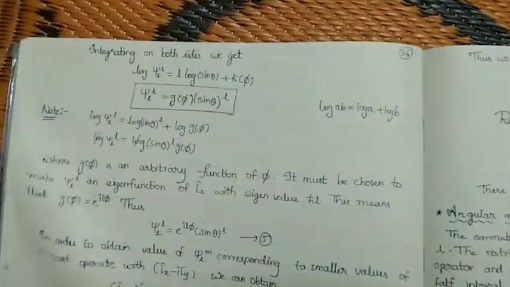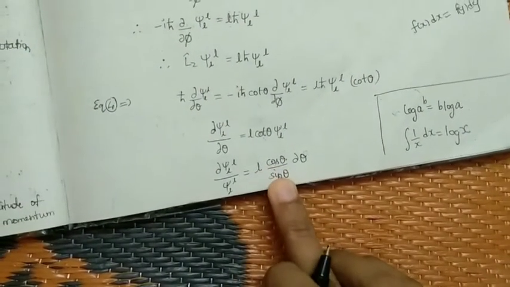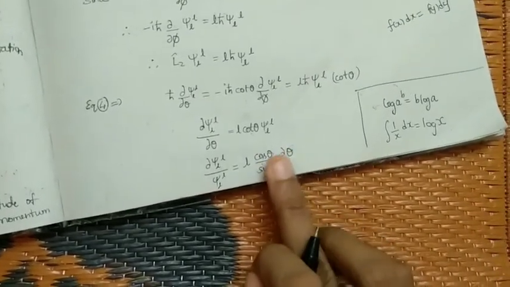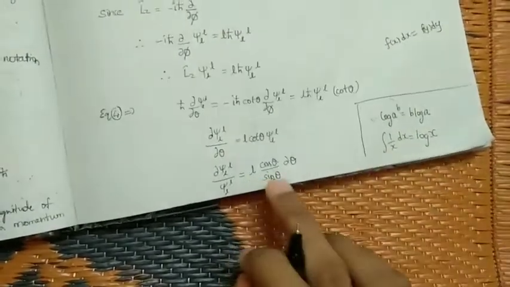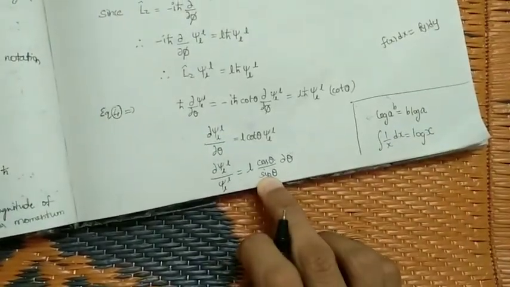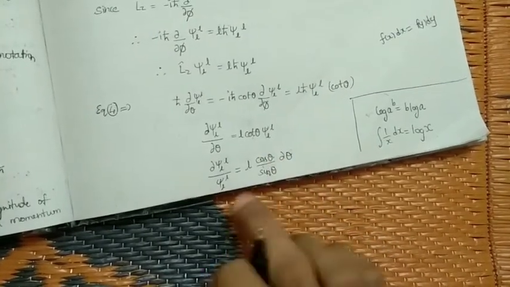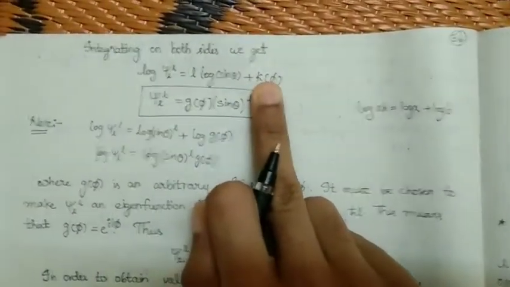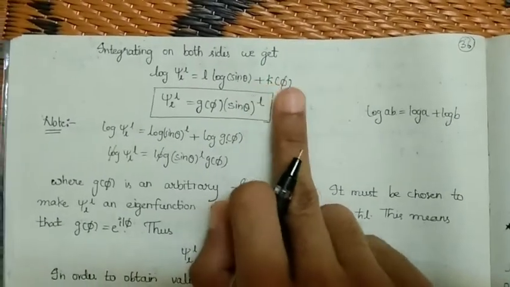And next thing is, here also it is of the form L into 1 by sin θ. Differentiation of sin θ is nothing but cos θ dθ. So it is of the form integration of 1 by x dx. In the place of x we have sin θ, in the place of dx we have cos θ dθ. So after integration, we get L ln sin θ, plus a constant of integration, k of φ.